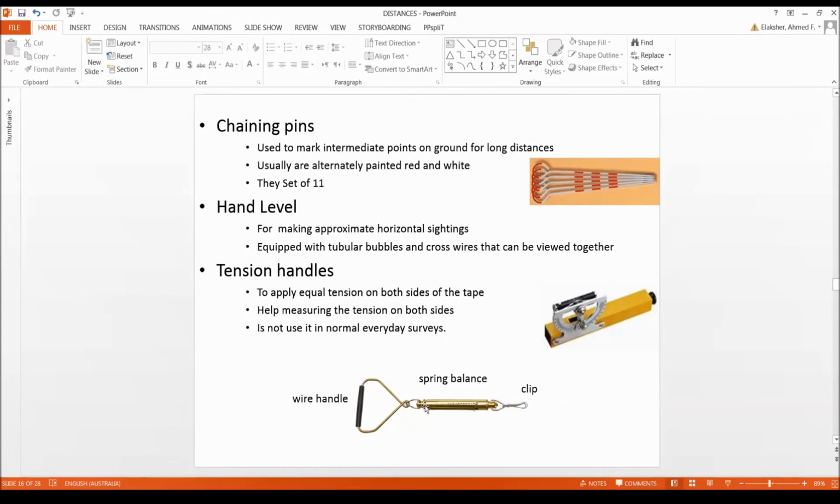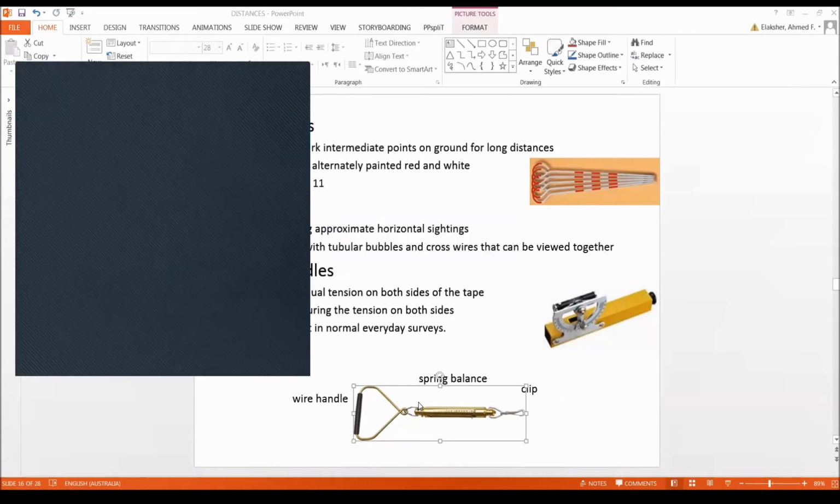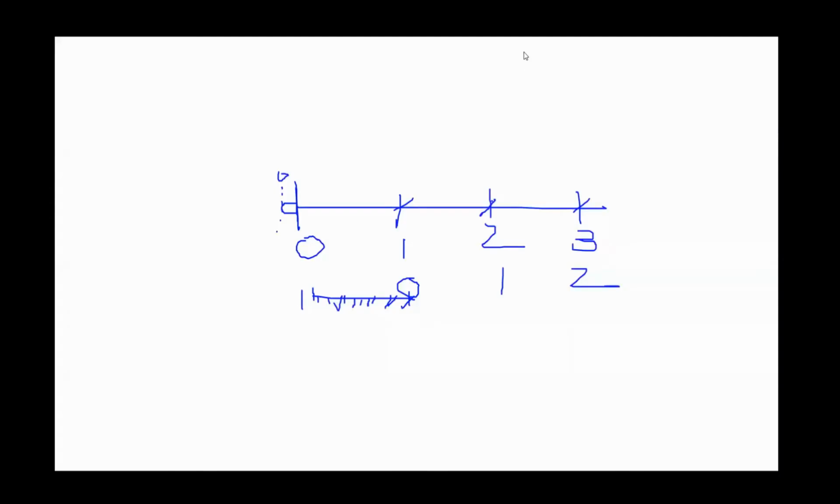Tension handles, we do have these tension handles to apply tension. Why is tension important? I have to be careful here that I share the screen, otherwise you'll be looking at a different screen. I recorded this two times before, and I forgot to share the screens on some of them, so hopefully that won't happen this time.